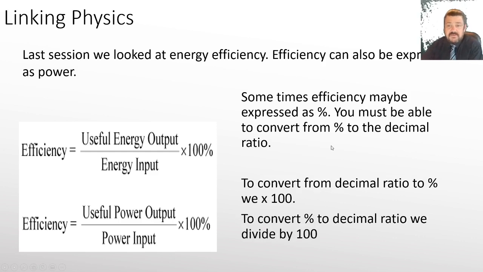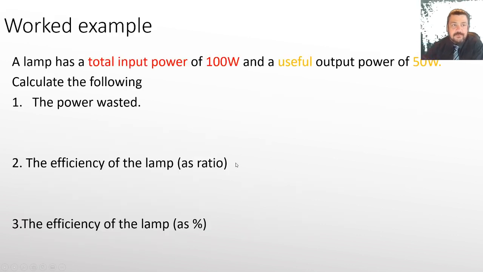Now, sometimes efficiency can be expressed as a percentage. You must be able to convert from percentage to the decimal ratio. It's really easy. To convert from a decimal ratio to percentage, we times by 100. To convert from percentage to decimal ratio, we divide by 100. In terms of our equation, it's still the same equation, but we times by 100 to get it into percentage. I treat these as two separate equations: I solve this part first, then I do this little part here. I'll show you some worked examples.